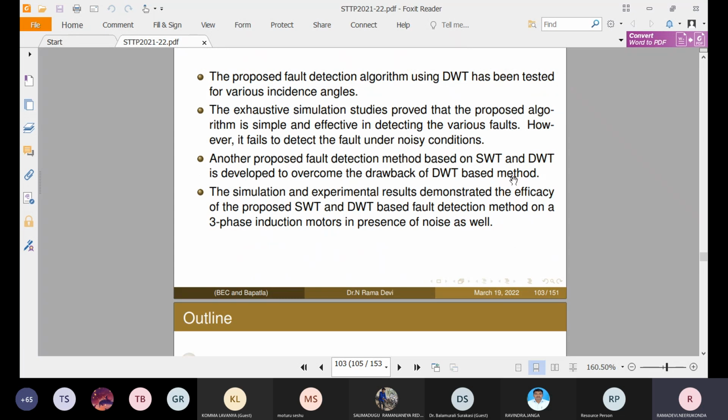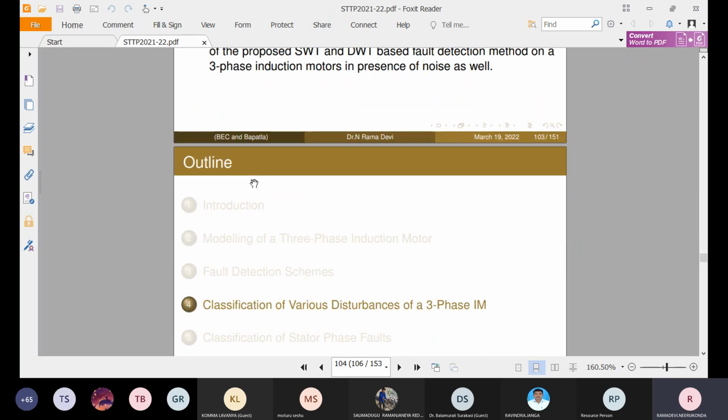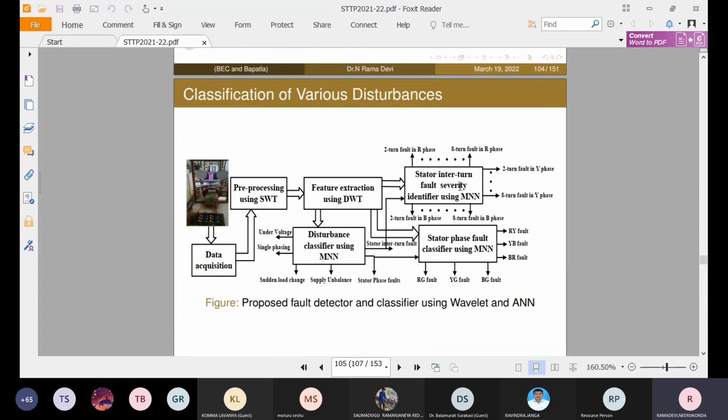So another proposed algorithm of SWT and DWT is developed to overcome the drawbacks of the DWT based method, and the simulated results will show the efficacy of the proposed SWT when compared with the DWT. This method gives effectiveness with the help of comparison of the results. Even the detection algorithm is effectively identified in the presence of noise.